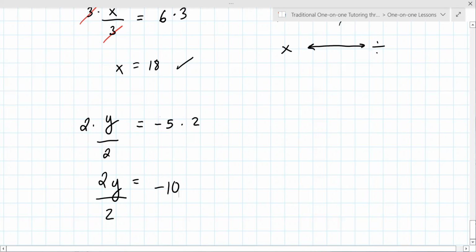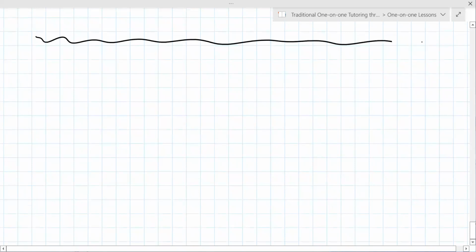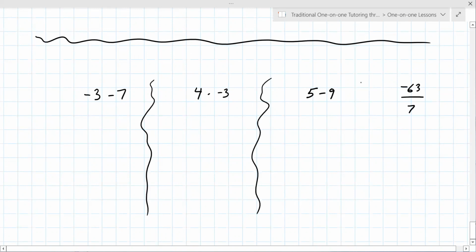All right, so we got it. Yeah, we just need a lot of practice on this next part. So again, what I'm trying to get you to do is be really fast at things like -3 minus 7, 4 times -3, 5 minus 9, -63 over 7. Could you try each of these for me?